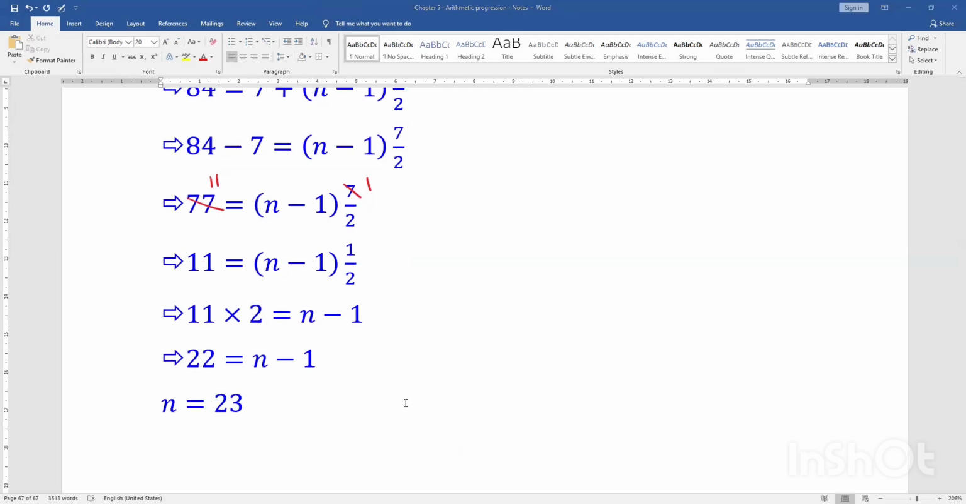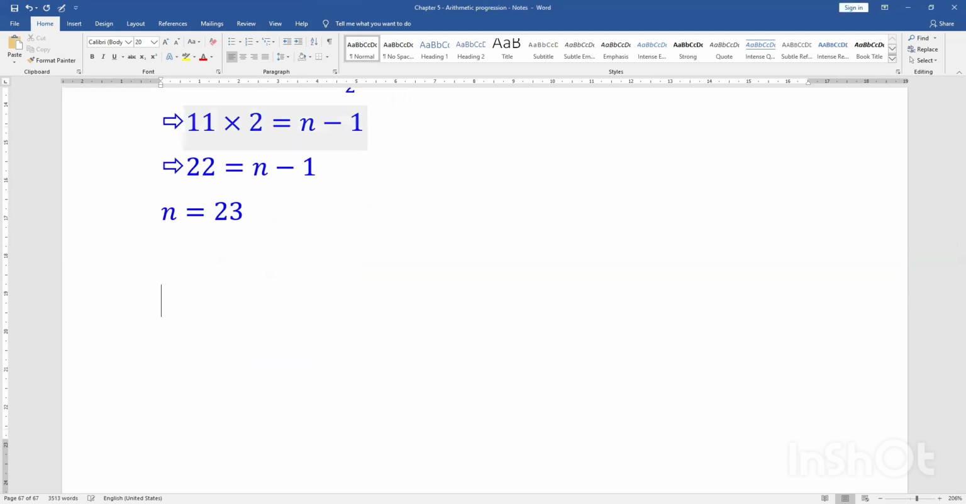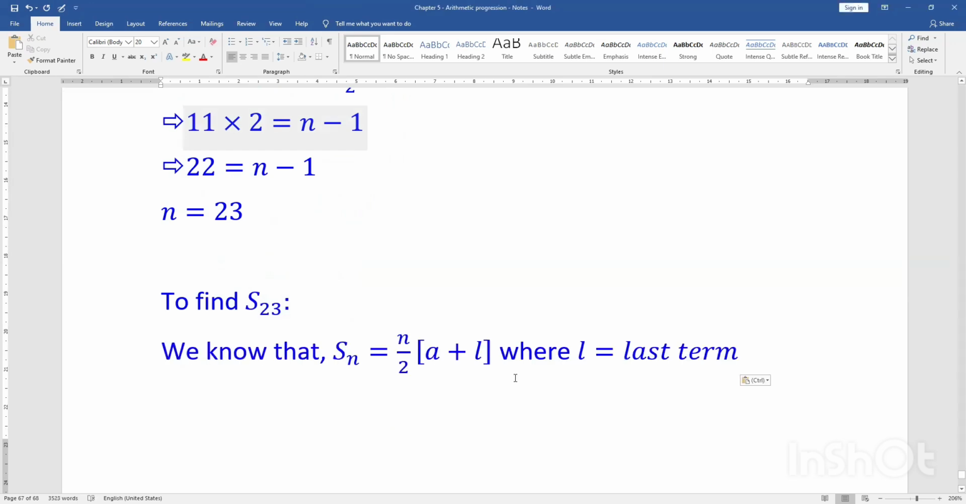Now I got the number of terms. Next step, I need to find S23. So to find S23, what do we use? Here we use Sn is equal to n by 2 into a plus l, where l is the last term, right? Now take the same formula.